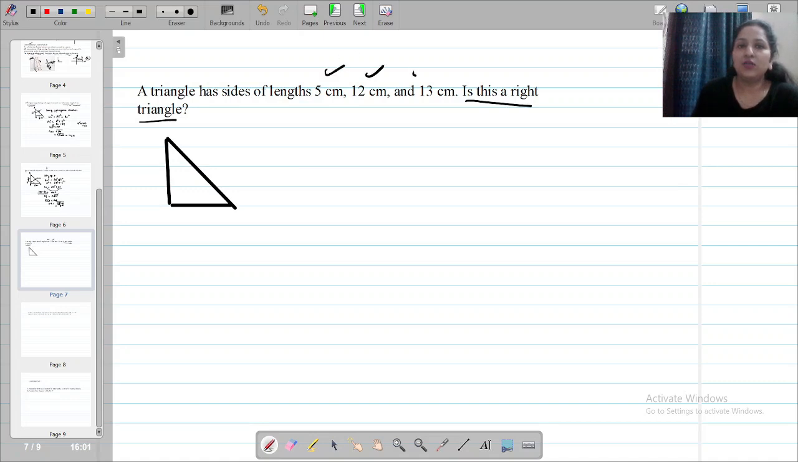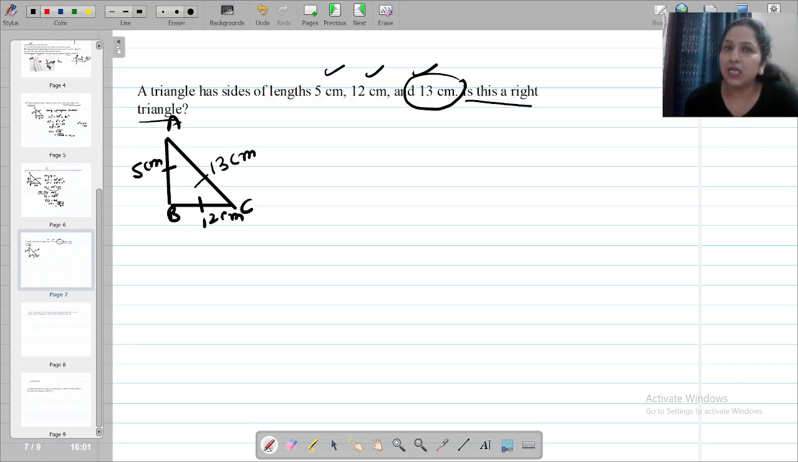So out of these three, which side should I consider the hypotenuse? The longest one, this is 13. So it is obvious, the longest side, 13 centimeter, is the hypotenuse. Let's take this one as 5 and this one as 12 centimeter, and I'm naming them A, B and C. If it is a right angle triangle, Pythagoras property should be applicable here. So if the Pythagoras property is applicable, we'll say yes, it is a right angle triangle, otherwise not.